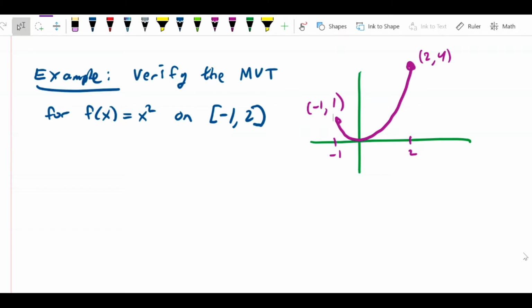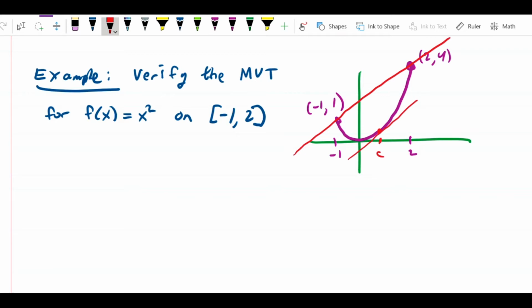So what does the mean value theorem claim? Recall that it says that if f is continuous on the closed interval [a, b] and differentiable on the open interval (a, b), then there should be at least one number c. We don't know exactly where it is, but we can guess a little bit. There should be at least one number c such that a particular equation is true, which means that the tangent line at that point should be parallel to the secant line passing through the endpoints of the curve on that interval.